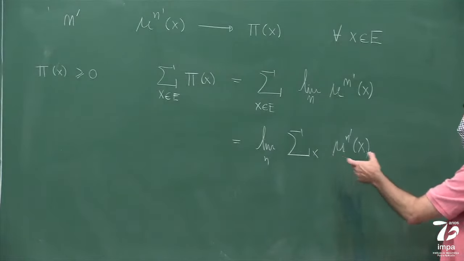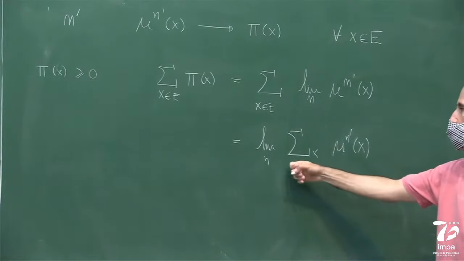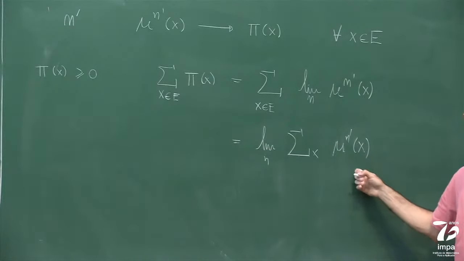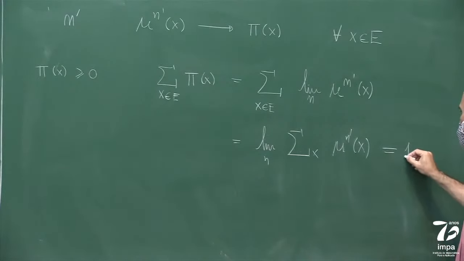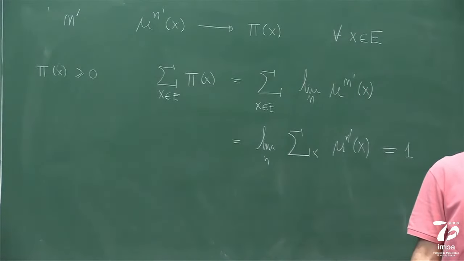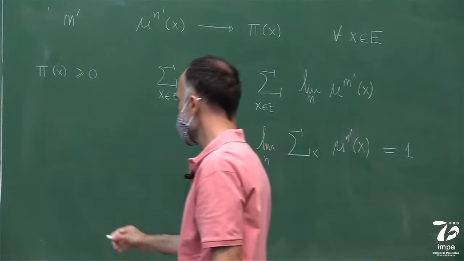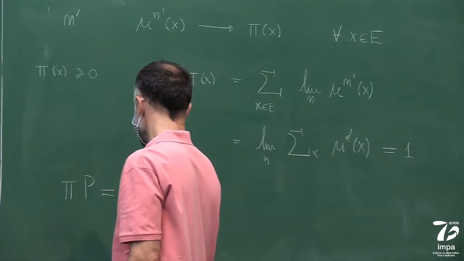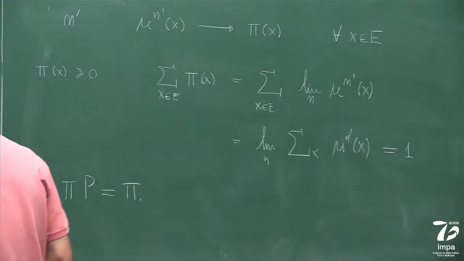Now, mu n prime is a probability measure. So the sum over x of mu n prime of x is 1. So this is a constant sequence equal to 1. And therefore, the limit is 1. So pi is a probability measure. And now I claim that pi P is equal to pi. So let's prove that pi is stationary.